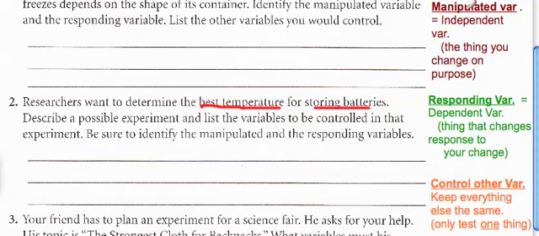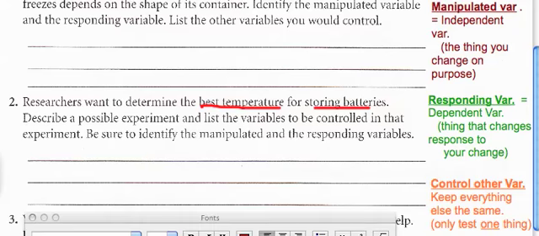So the thing that we're going to be changing, our manipulative variable, is pretty obvious here. We're going to be changing our temperature. Okay, so our manipulated or independent variable is going to be storage temperature.